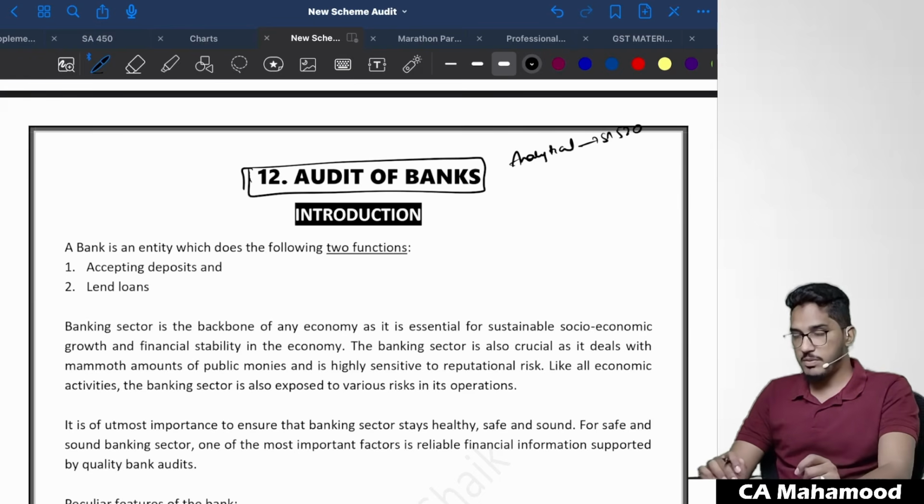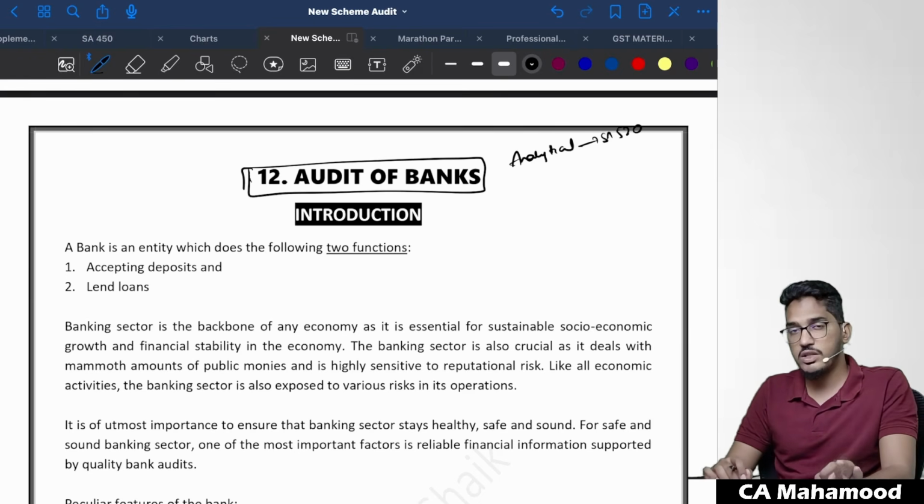So once again, it is an important chapter from the examination perspective. A compulsory question will be there from the Audit of Banks. For sure, there will be a question from this chapter Audit of Banks.